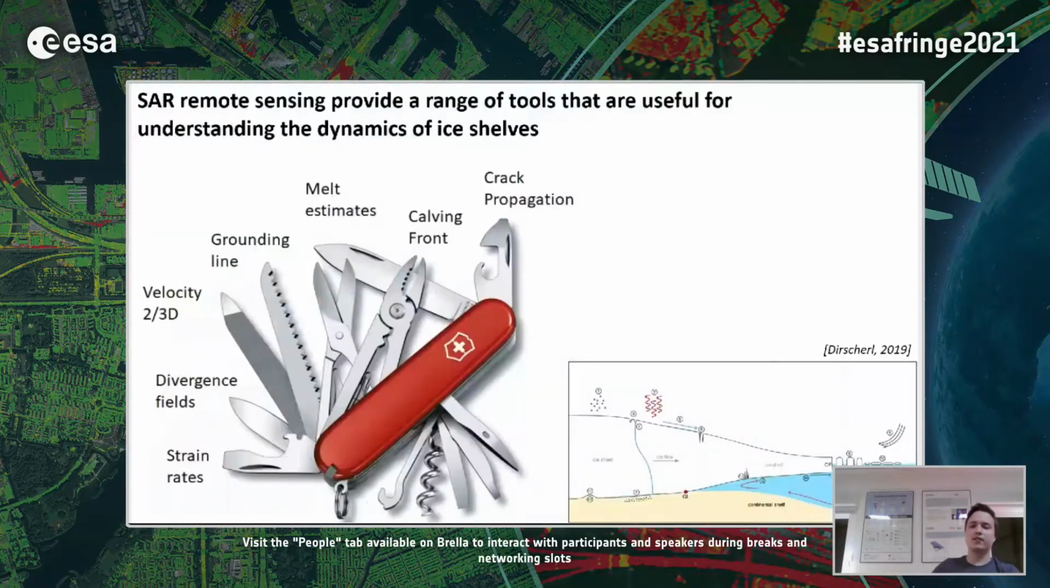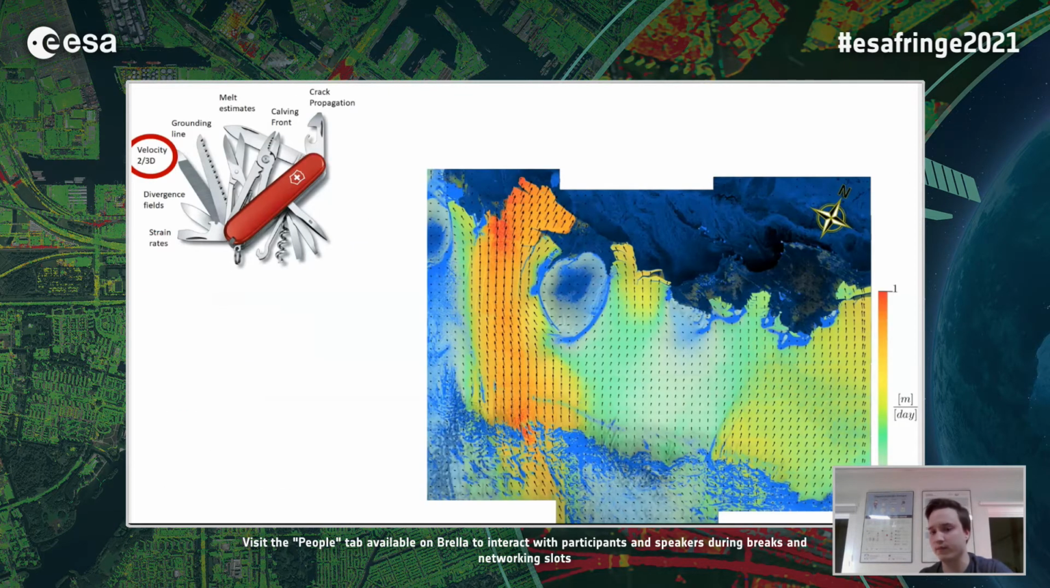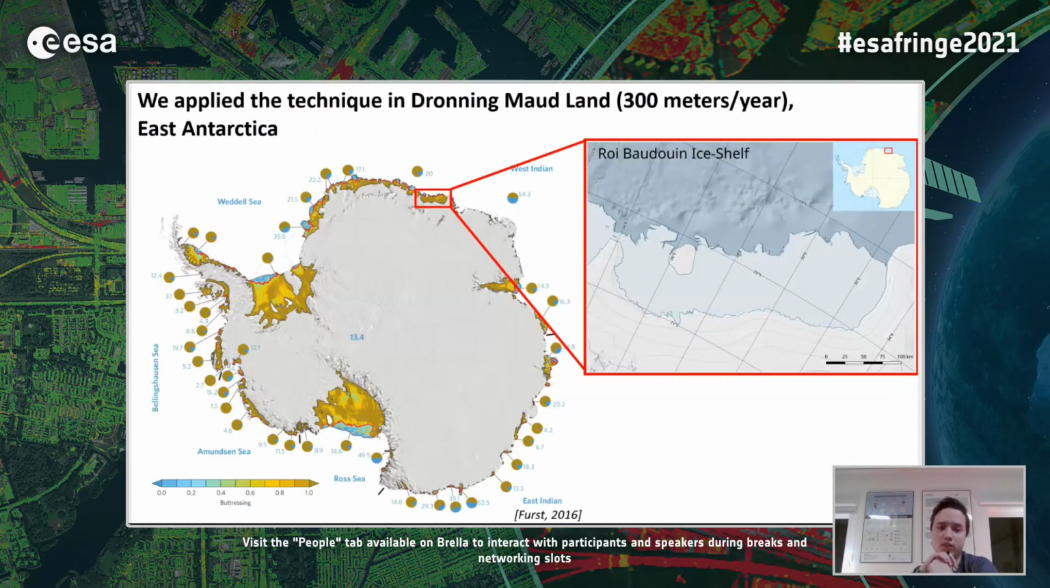In that sense, we like to use SAR remote sensing because SAR remote sensing can be seen as giving a lot of tools that allow us to understand the geophysical parameters that govern the ice shelf's behavior. In this presentation, I will focus on the 2D velocity shift. The technique will be presented in Dronning Maud Land in East Antarctica, where we have the Roi Baudouin ice shelf with the ice flow coming from the Ragnhild ice stream, with something like 300 meters per year velocity fields.